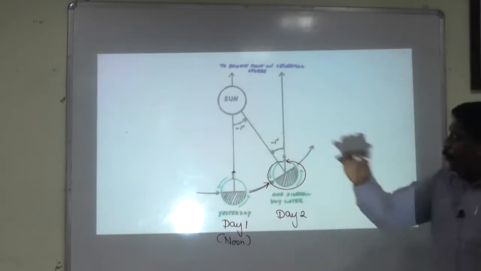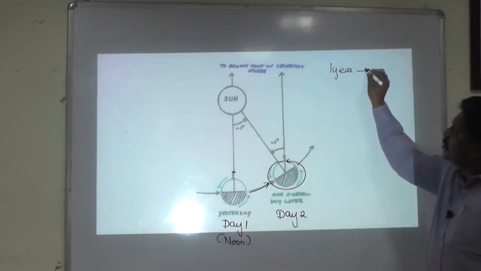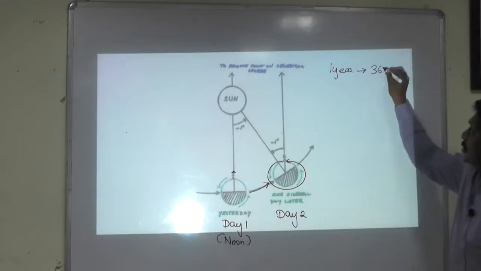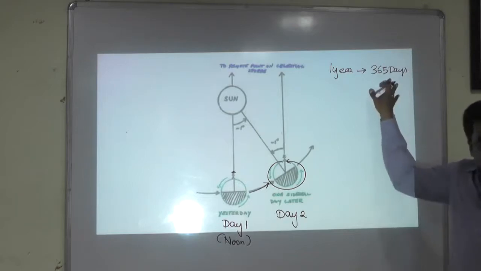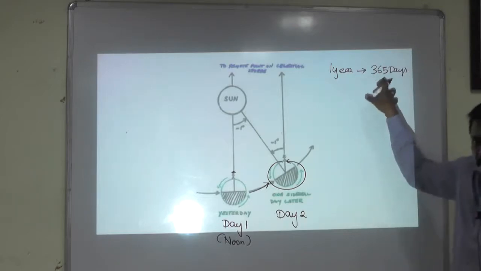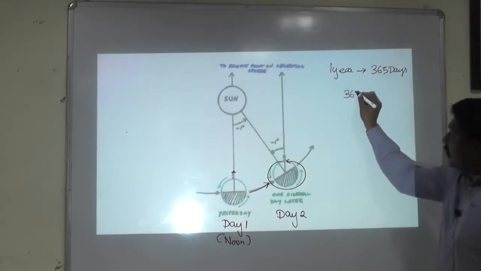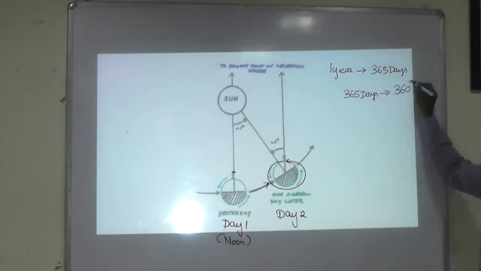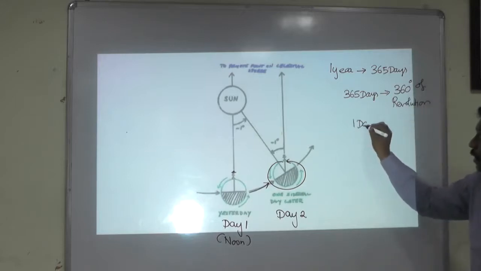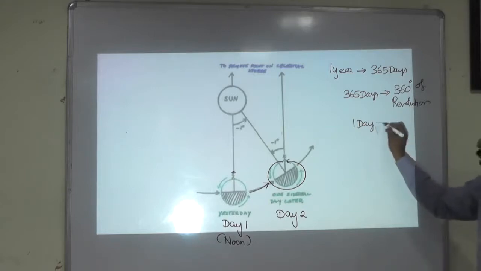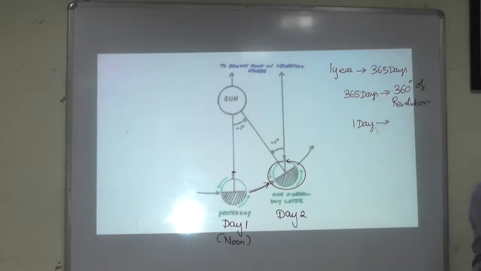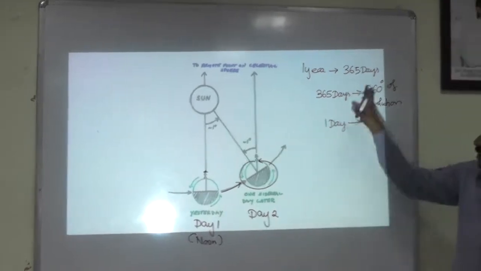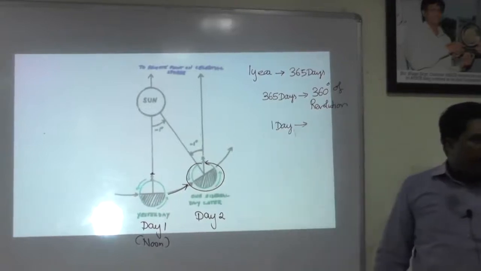Very simple. Approximately how many days do you have in 1 year? 365 days. You can also say 365 days and 6 hours, but I am assuming 365 days. In 365 days, how many degrees of revolution does it complete? 360 degrees of revolution. If that is the case, in 1 day, how many degrees will Earth move in its orbit? 360 by 365, approximately.